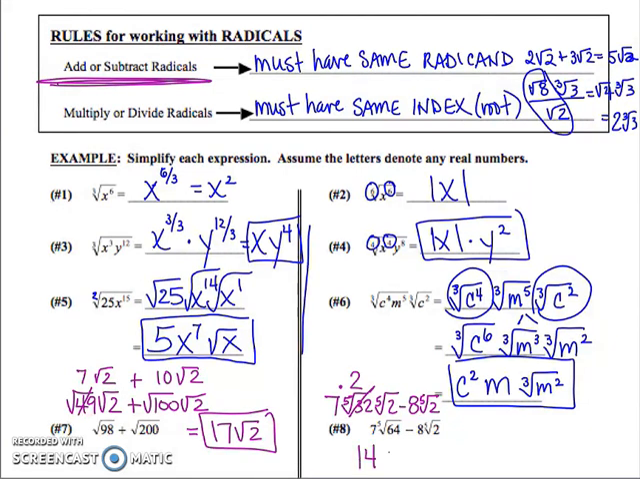So I have 14 fifth roots of 2 minus 8 fifth roots of 2. So now that I have like radicals, I can go ahead and do the subtraction, and that's going to leave me with 6 fifth roots of 2 for my final answer.